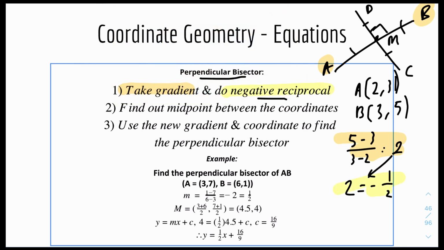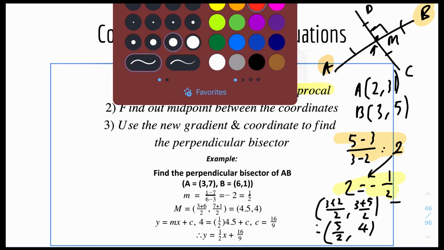Then after you have a new gradient, you have to find the midpoint between the two coordinates that you know, because basically perpendicular bisector meets in the midpoint, as I said. So the midpoint of AB is basically 3 plus 2 over 2 and 3 plus 5 over 2, which is 5 over 2 and 4. And right here, midpoint.